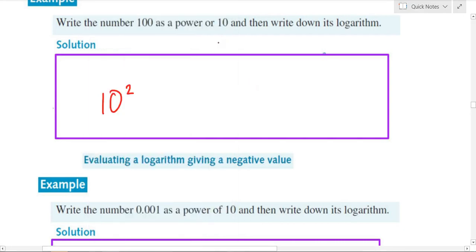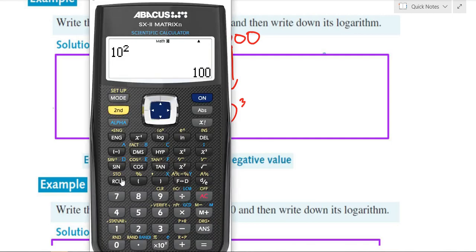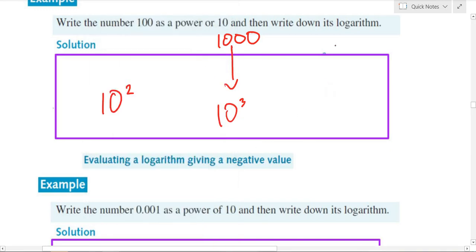Let's say you have 1,000. If I want to write that as a log, it's going to be 10, and then how many zeros are after that 1? 3. So it's 10 to the power of 3. Put that in your calculator again, and it should be correct, which equals 1,000.